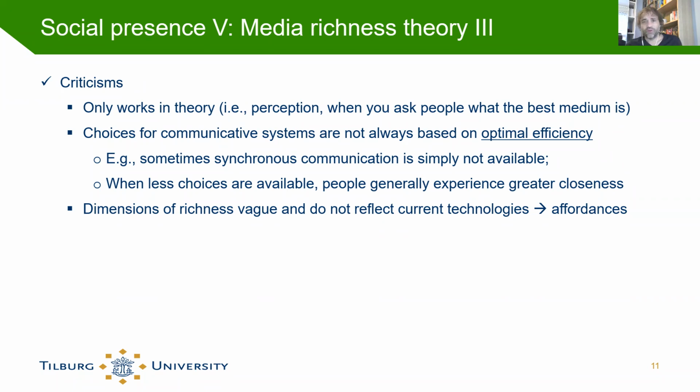And that is because we choose communication systems not based on optimal efficiency, but based on what we have available and what we want to use. Which basically means that sometimes we have no choice but to use a WhatsApp interaction. Sometimes we have no choice but to use Microsoft Teams in order to communicate. And if we have no choice, then you see that we are really able to communicate efficiently using technologies which may be classified as poor.